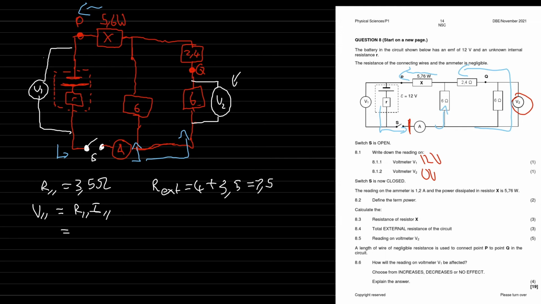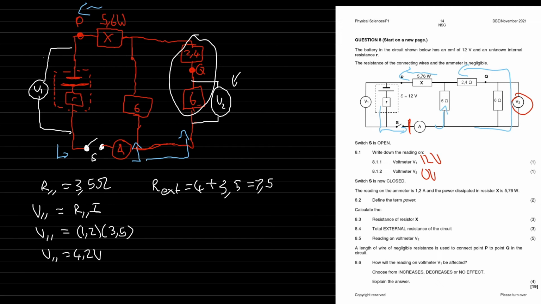And, well, not I parallel, but just I, because that's what's going into the parallel branch. That's going to be 1.2 times 3.5, which is our R parallel. It's going to give us our V parallel of 4.2, so that's going to be 4.2 volts. Now what we can do is, because we know that voltage stays the same, we can calculate the current that's going through this section here, this 6 and 2.4.